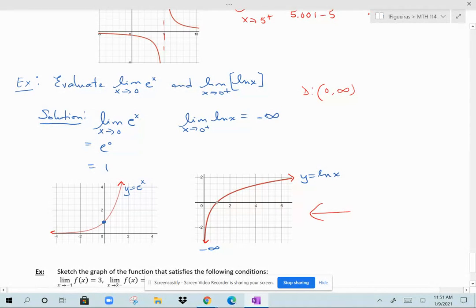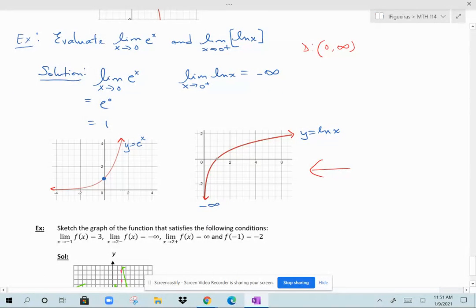Here, it is helpful to know what the graph looks like in order to evaluate that, and you should know both of these graphs, e to the x and ln of x. So as x gets closer and closer to 0 on the right side, you can see that your function is approaching negative infinity. So our second limit does not exist. So when it approaches plus or minus infinity, that's not a finite number, so the limit does not exist.